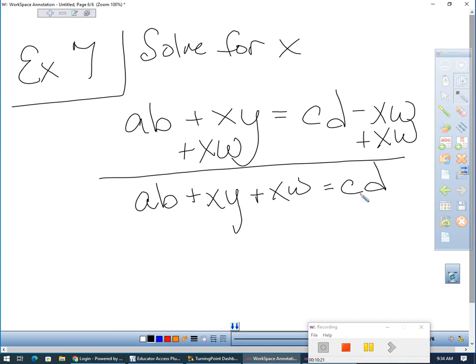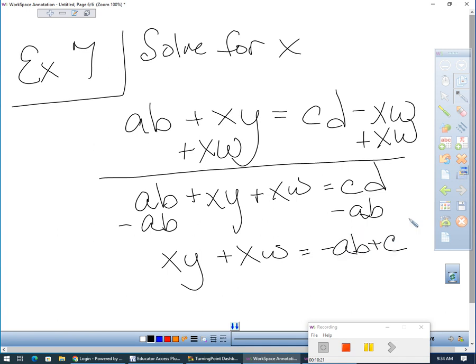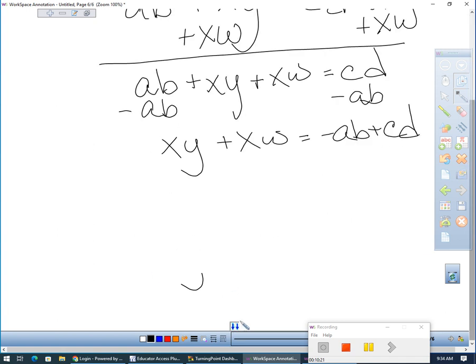Now I have to move the unwanted, undesirable term to the other side, the term that doesn't have an x in it. Good. So subtract ab. So I have xy plus xw equals negative ab plus cd. And I don't care what order you write those in. I just always put alphabetically A comes first. Excuse me. All right, now we're back to that special step.